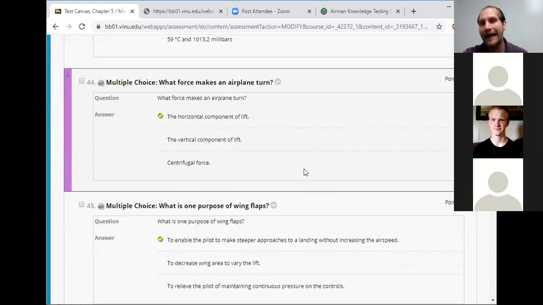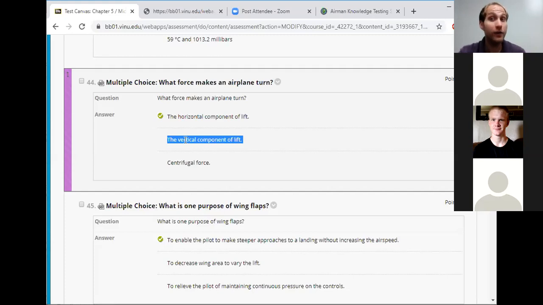All right, here's a good aerodynamics question. What force makes an airplane turn? It is the horizontal component of lift. So unfortunately, I have a lot of y'all selecting the wrong choice of a vertical component of lift. Vertical component of lift is what holds the airplane up. That's what makes the airplane climb. That's what holds us up. When I bank the airplane, I am redirecting my vertical lift to now be horizontal lift.